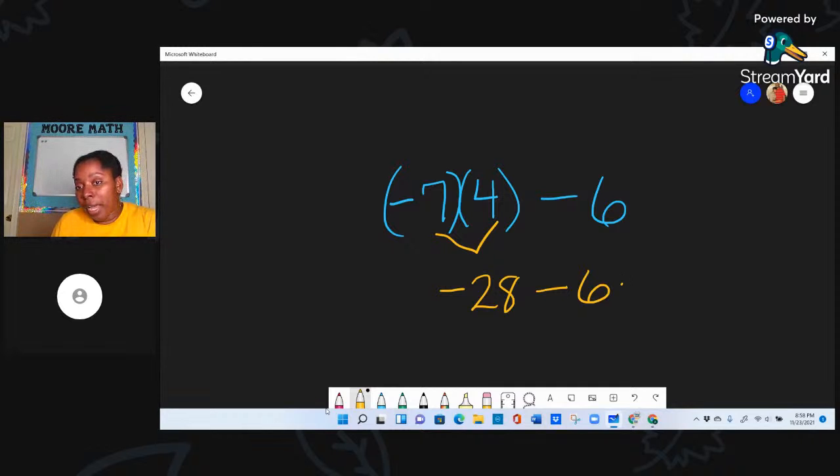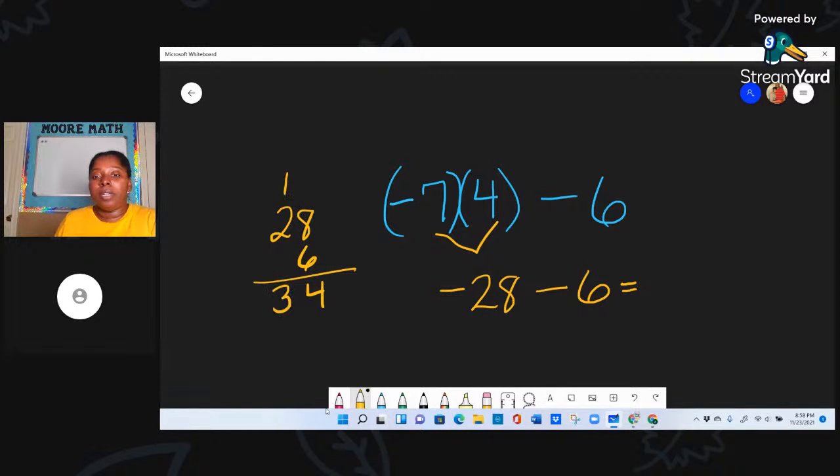So we should be getting more negative, not less. So we'll go 29, 30, 31, 32, 33, 34. So if we're going back, we're really adding this 6. You see it? So we're going to end up with negative 34 because we're adding 6 to the negatives. Is that confusing or does it make sense? Yeah, that makes sense. Okay, let's do it again.